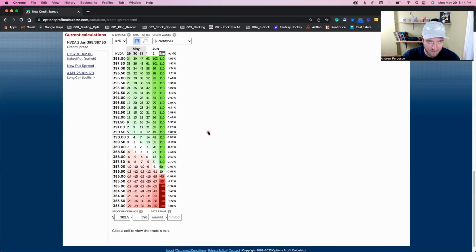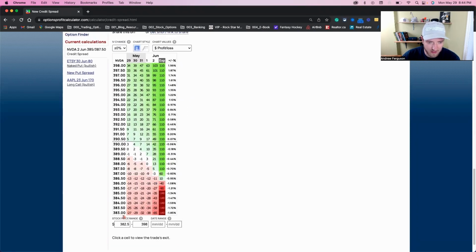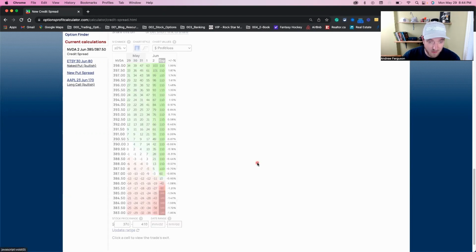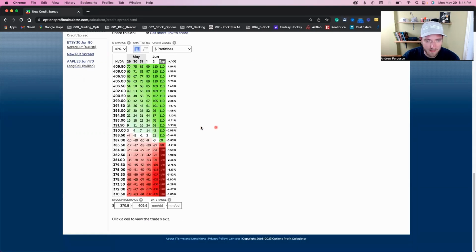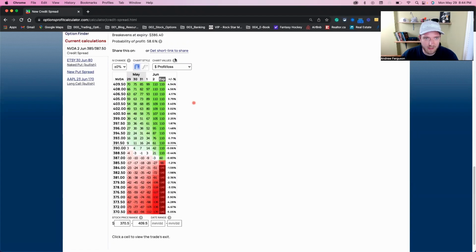And you can see now we have a much smaller chart. The stock range is very tight. If we go down here and open this up a little bit more, let's just go 370 to 410. And NVIDIA has been crushing it lately. Open this up, and you can see that this profitability is 58%.